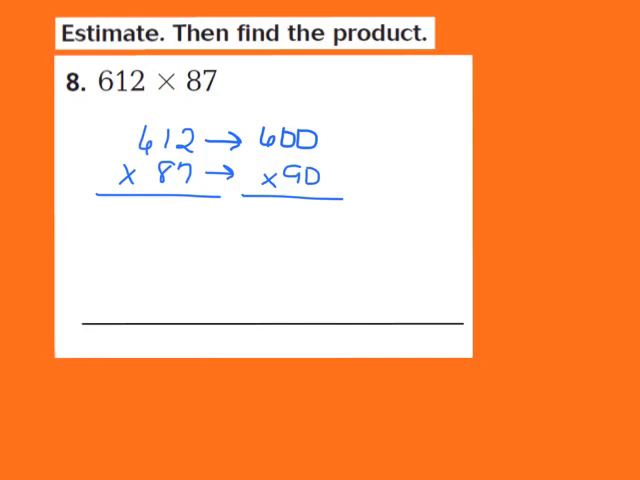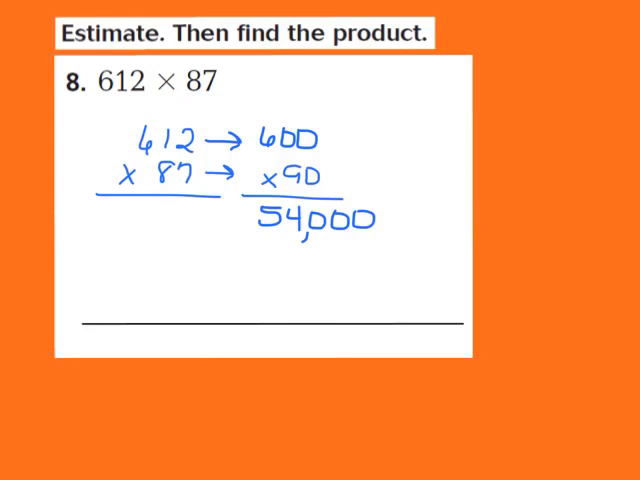Now, what I know is this. I know that 9 times 6 is going to give me 54. So I'm going to write down 54. Now, what I also notice is this. Behind the 6, there's 2 zeros, and behind the 9, there's 1 zero. So that makes a total of 1, 2, 3 zeros. So behind my 54, I also have to write down 1, 2, 3 zeros. So my estimated answer is 54,000. Now, I also have to find the product. And once again, we're going to use place value and regrouping, and we're going to follow our steps.